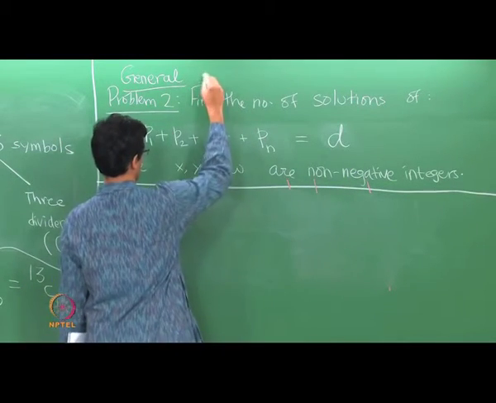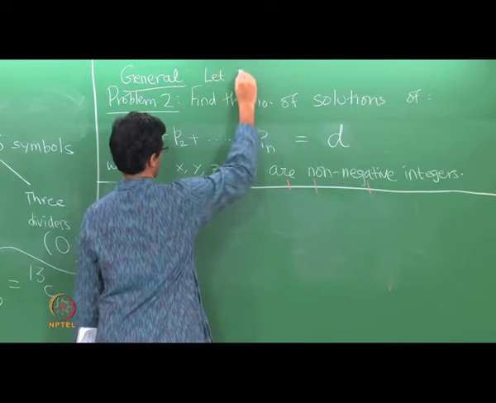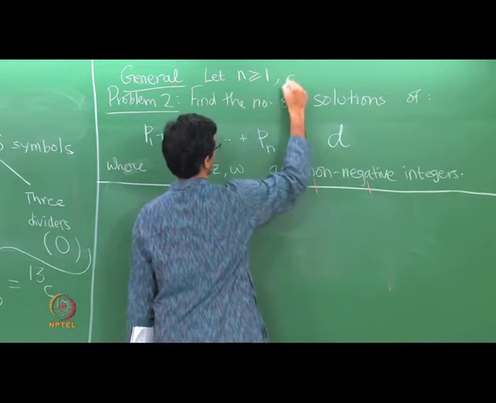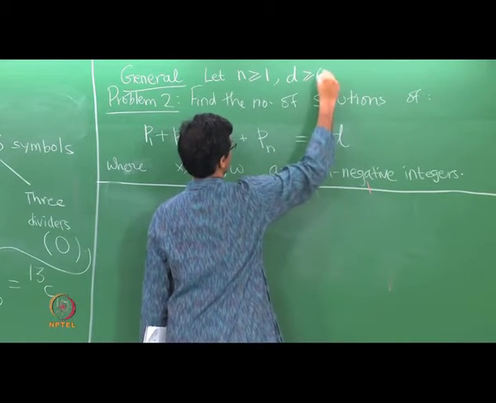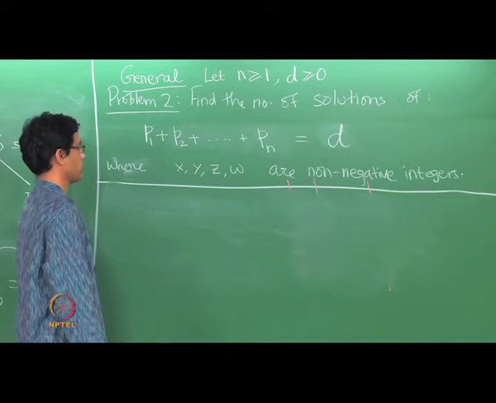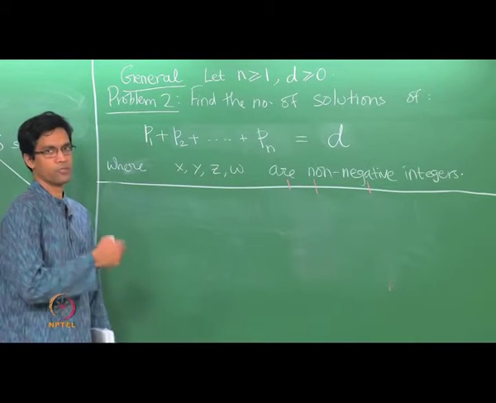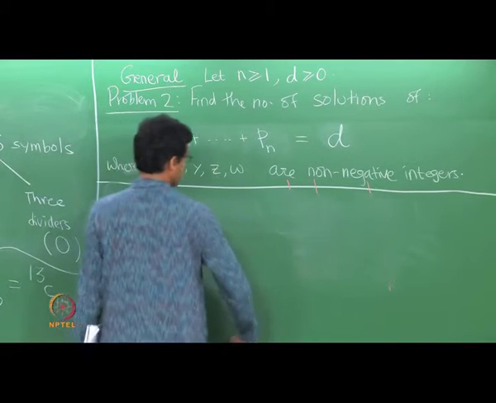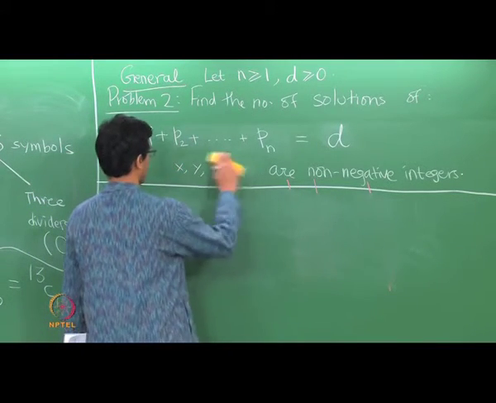Okay. So what's the assumption? Let n be at least 1, so there's at least one variable on the left hand side. Let d be some non-negative integer, and the question is, find the number of solutions of the equation p1 plus p2 plus p3 till pn equals d, where all the pi's are required to be non-negative integers.